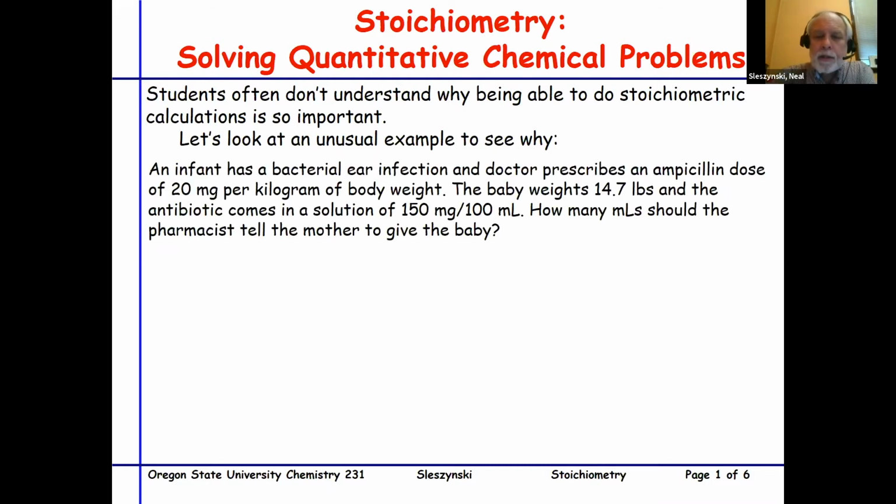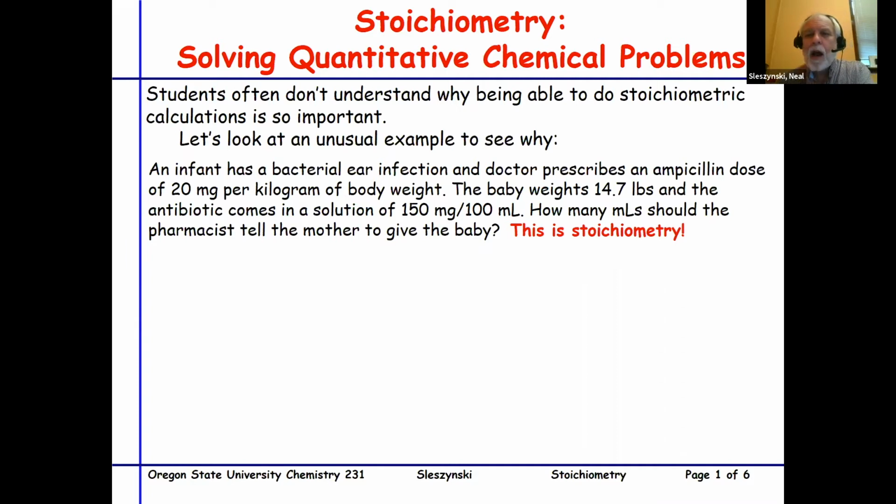An infant has a bacterial ear infection, and a doctor prescribes an ampicillin dose of 20 milligrams per kilogram of body weight. The baby weighs 14.7 pounds, and the antibiotic comes in a solution that has a concentration of 150 milligrams per 100 milliliters of solution. How many mils should the pharmacist tell the mother to give the baby with each dose? Well, that's a commonplace problem that is outside of the chemical laboratory, but it is still stoichiometry.